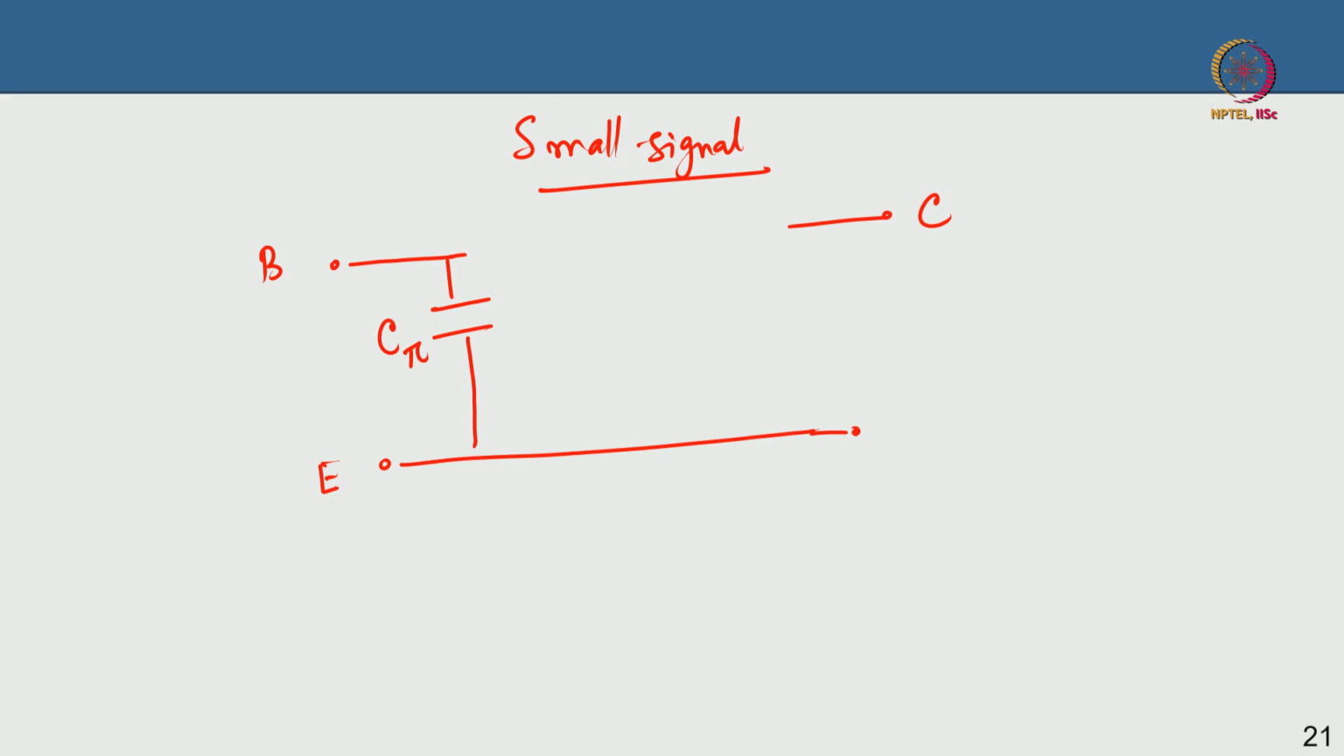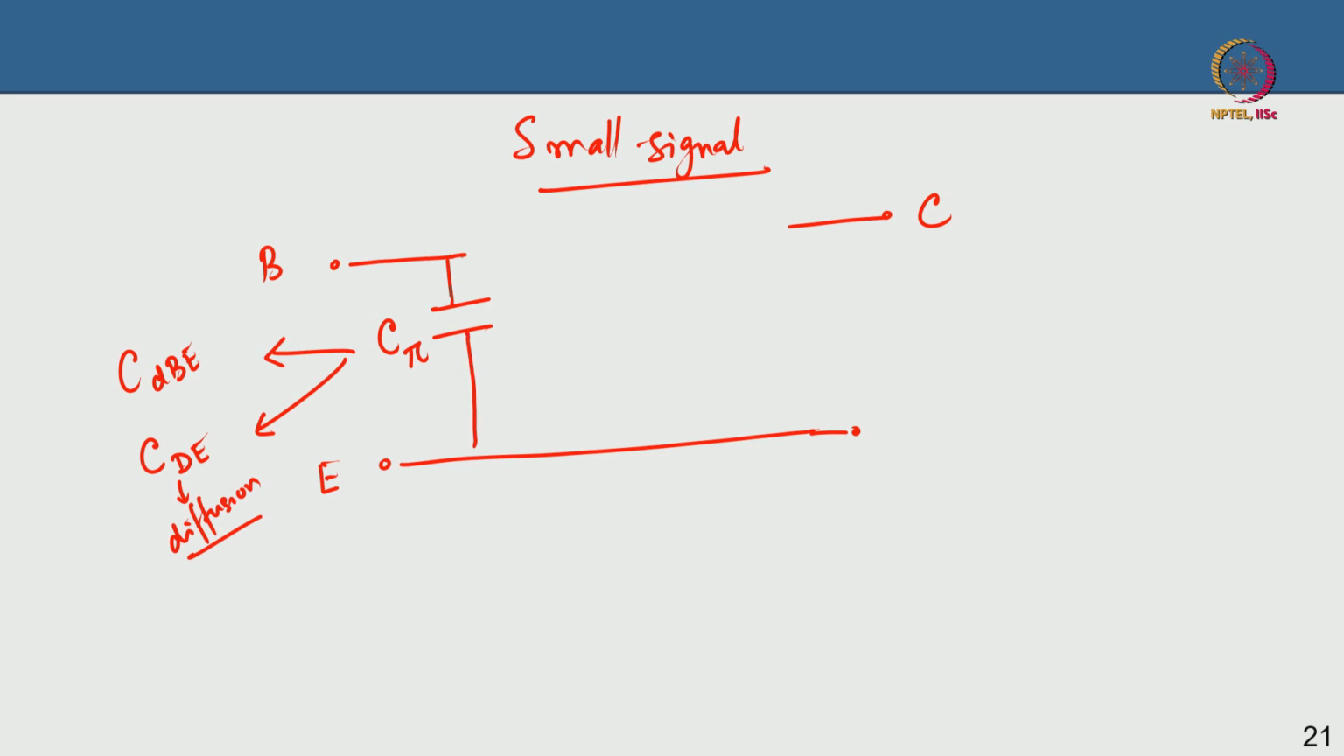So this base emitter capacitance actually has two components. One is your junction capacitance, which forms because, although it is a forward bias junction, you will still have a small depletion region, so that could give rise to a junction capacitance. And the major chunk is actually the diffusion capacitance, which I will call CDE. So this is the diffusion capacitance because base emitter junction is forward biased, so there will be minority carrier charge storage, and that gives rise to diffusion capacitance.